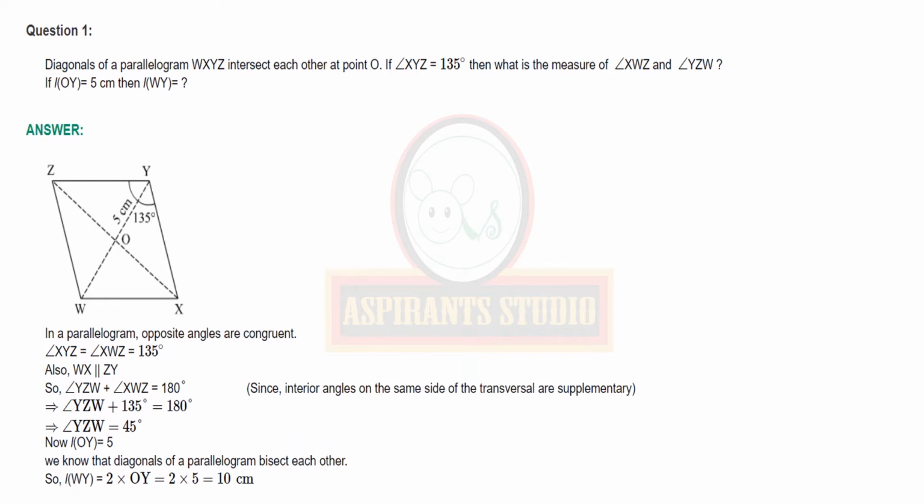WXYZ intersect each other at point O. If measure of angle XYZ is equal to 135 degrees, then what is the measure of angle XWZ and angle YZW? If length of OY is equal to 5 centimeters, then length of WY is equal to what?